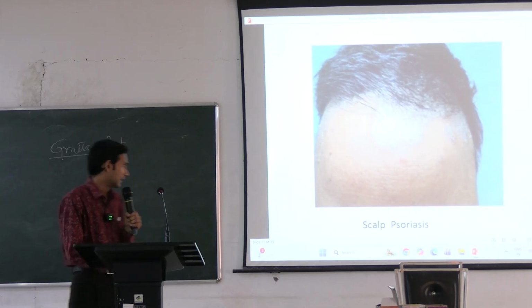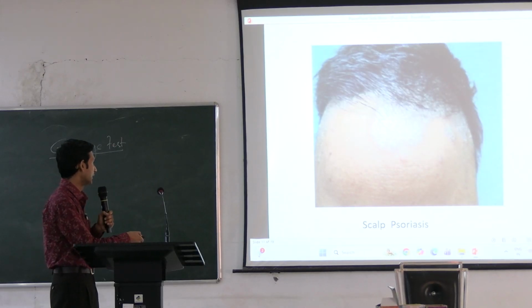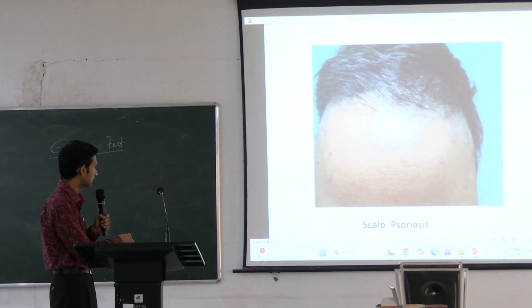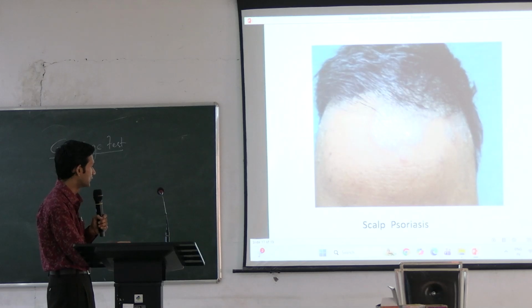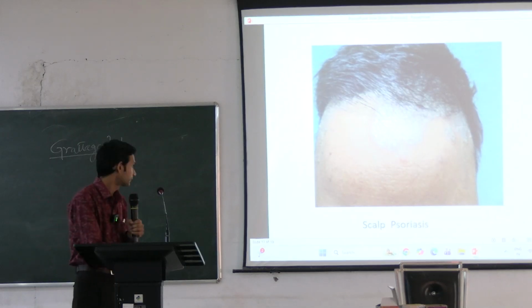You can see the erythematous scaly plaque, particularly that it crosses the hairline. It is a very important characteristic feature of scalp psoriasis.